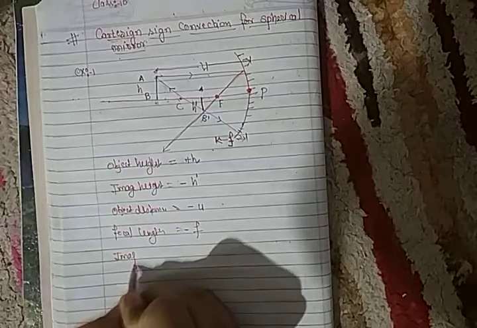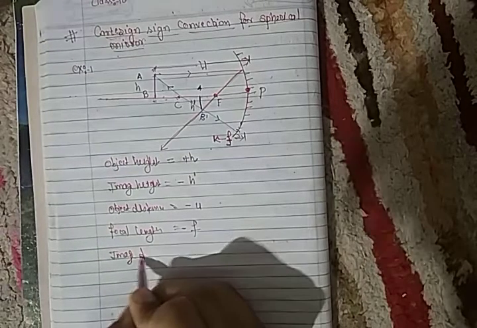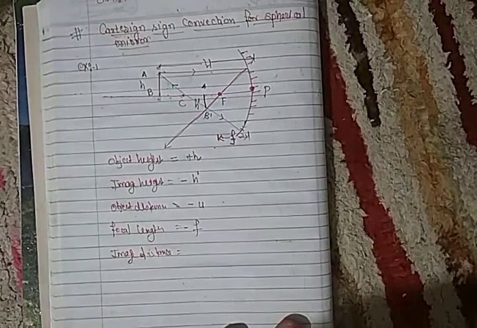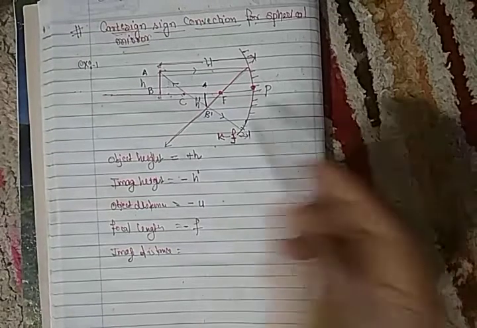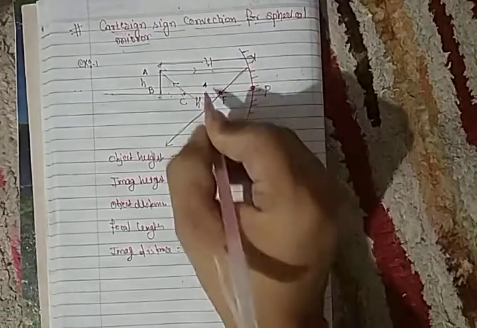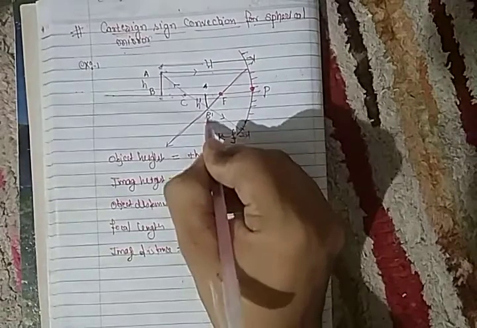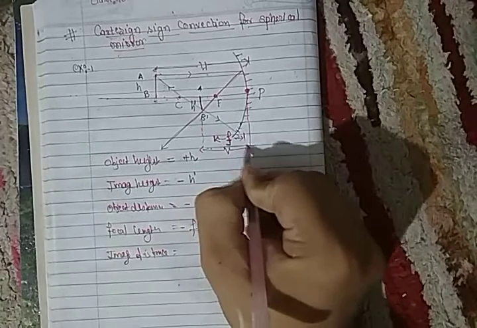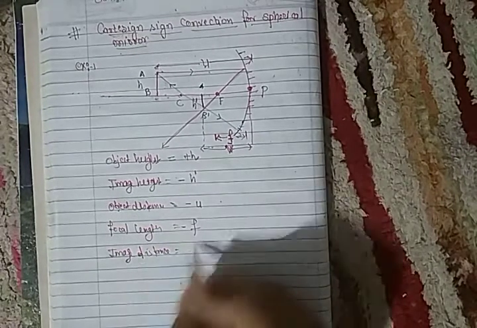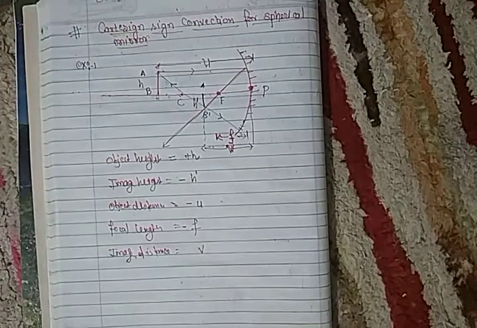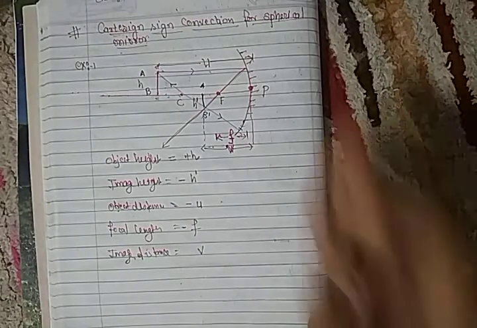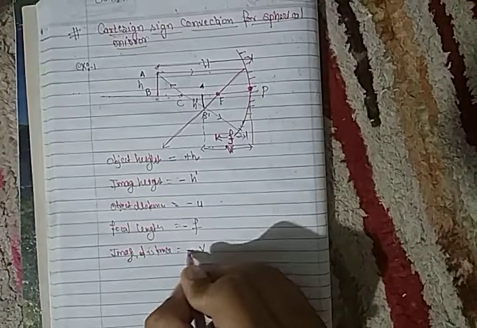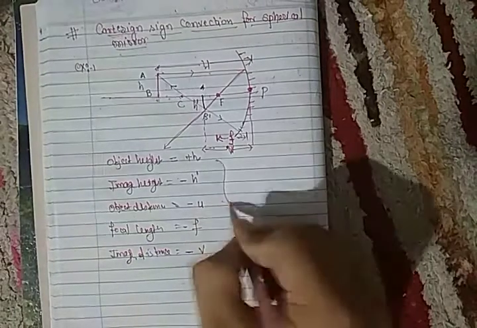Okay, now see, image distance. So now again it is very easy. See, distance of image to pole, I am choosing as v. Every time you have to choose image distance as v. So now tell me, is this positive or negative? See, again this is left side of the pole, and all the distances on the left side are taken as negative.